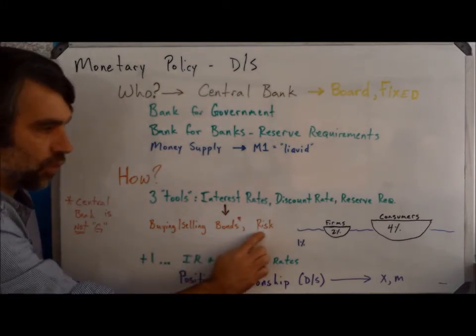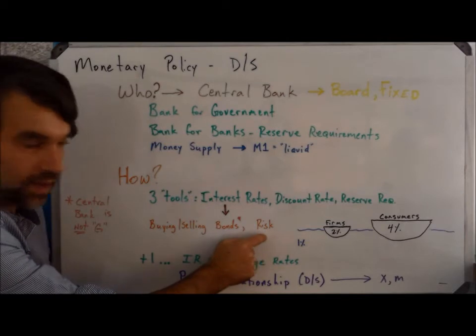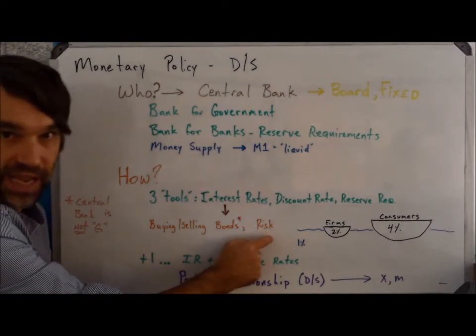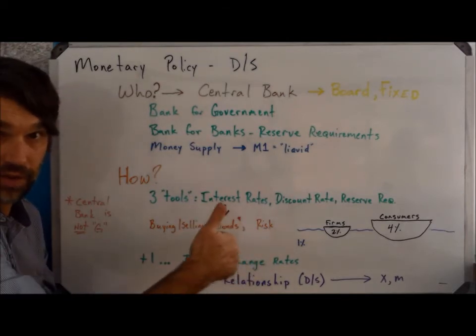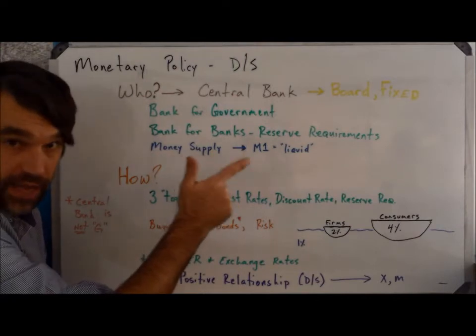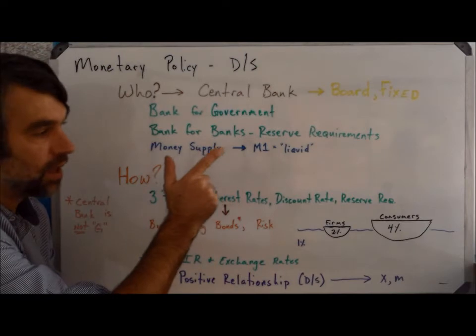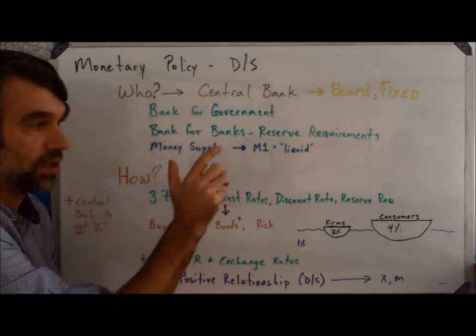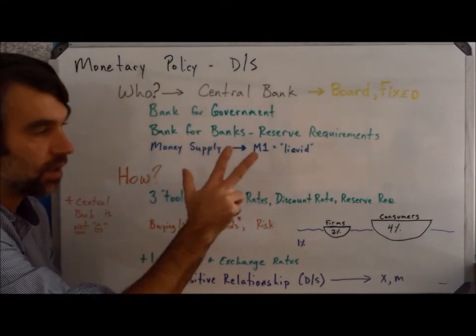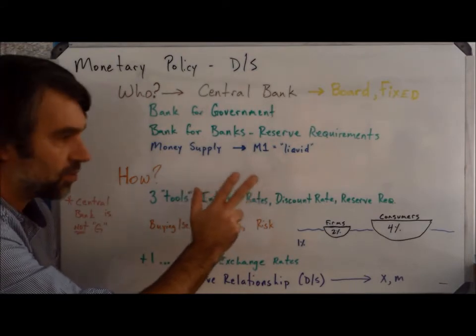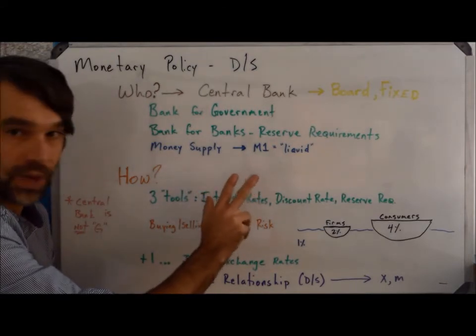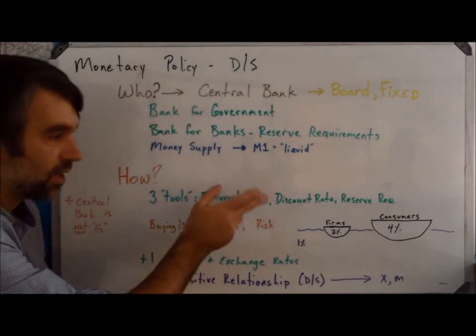Keep in mind the idea of risk in this. If I'm a consumer bank, the least risky thing I can do is to lend money to the government, a bond. The second least risky thing I can do is to lend money to a firm. The most risky thing I can do is lend money to a consumer. The concept is always risk and reward.